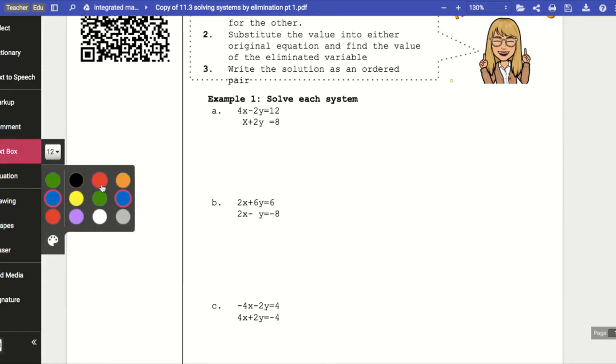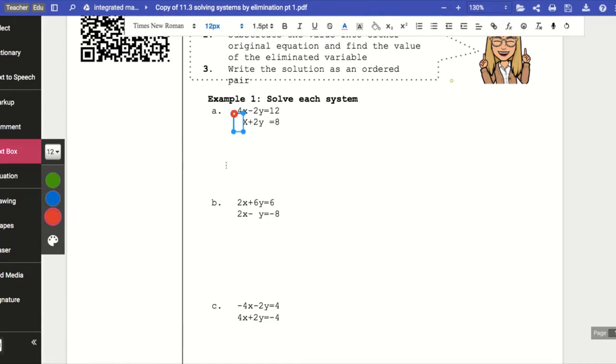So we're going to do that right now. We're going to go ahead and add our equations. I'm just going to put a plus sign here to show that I'm adding. And 4x plus x is 5x. Negative 2y plus 2y is 0. And then 8 plus 12 is 20. So now I have 5x plus 0 equals 20. But I don't really need the 0, so I'm really just looking at 5x is equal to 20.